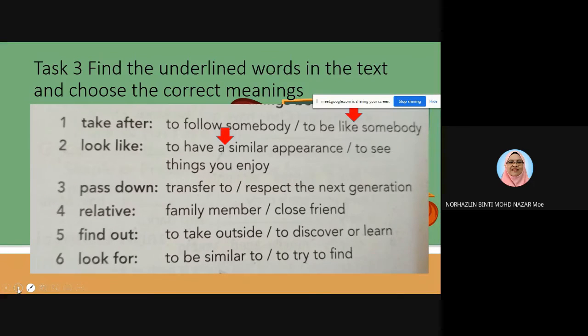Okay, look like to have a similar appearance. Pass down, transfer to. Relative mean family member. Find out is to discover or to learn. And then look for is to try to find. Siapa hantar love-love je ni? Okay, next.